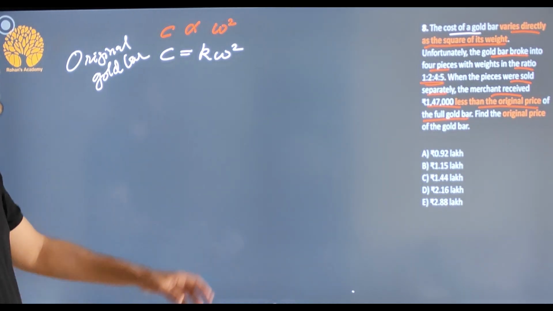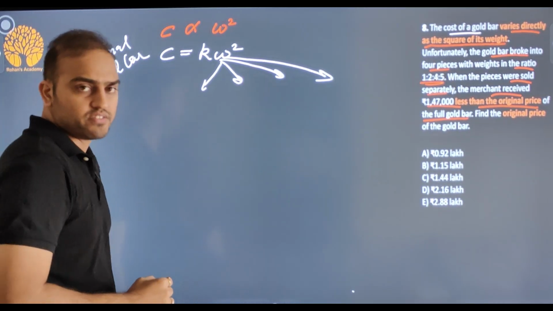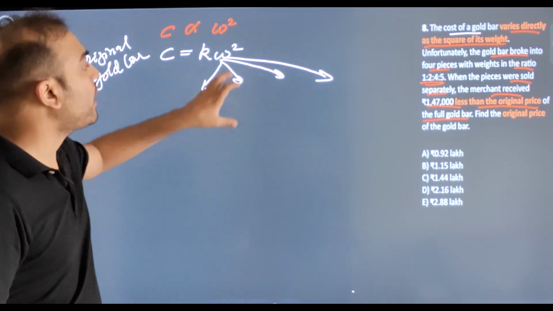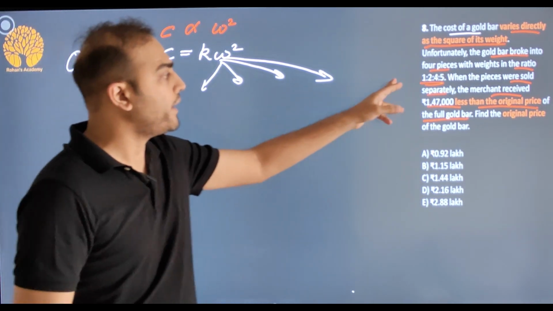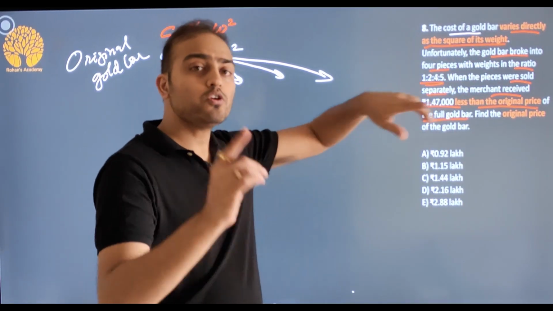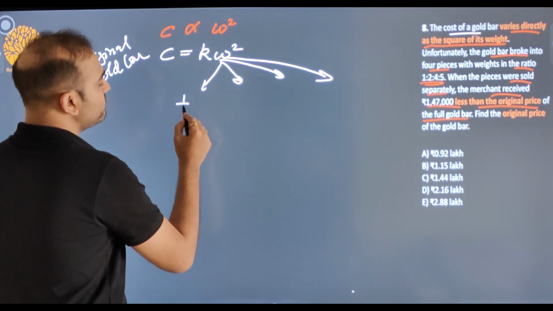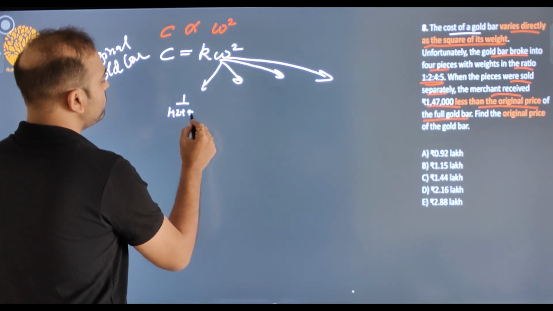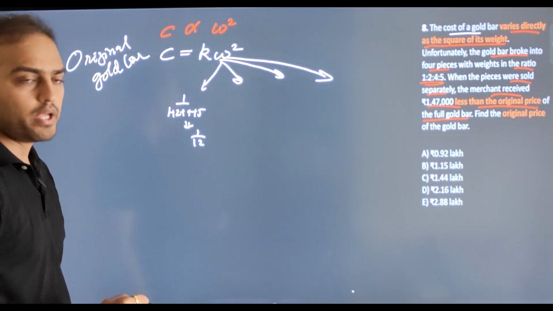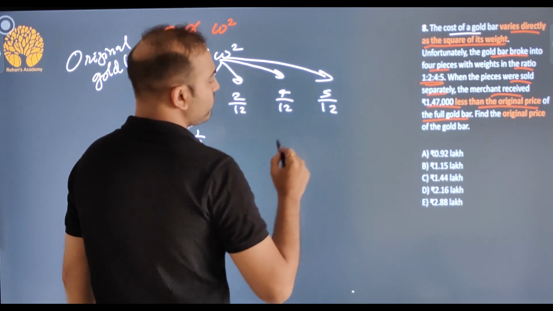Now what happened? This bar broke into 4 pieces. Now we know the total is W. So now the fraction helps. Now that we have taken the total as W, I know this 1 is to 2 is to 4 is to 5. The total sum is W. So your fraction will be faster. The first bar is 1 by 1 plus 2 plus 4 plus 5, which is essentially 1 by 12. Second is 2 by 12, third is 4 by 12, fourth is 5 by 12.